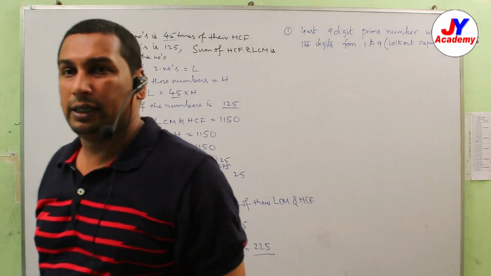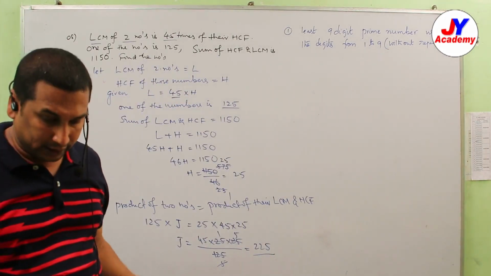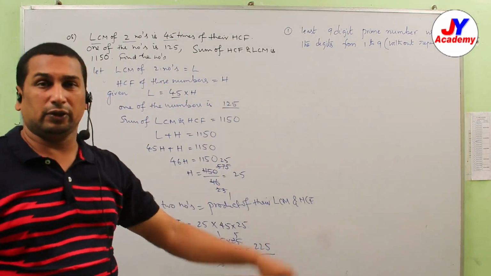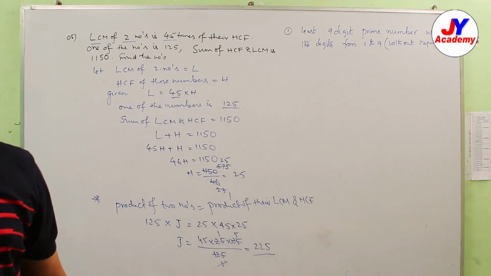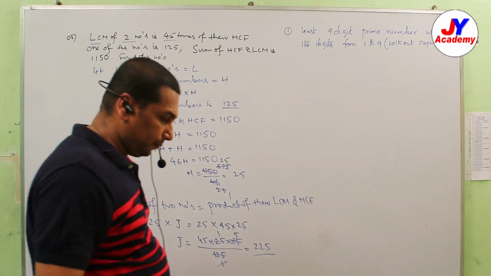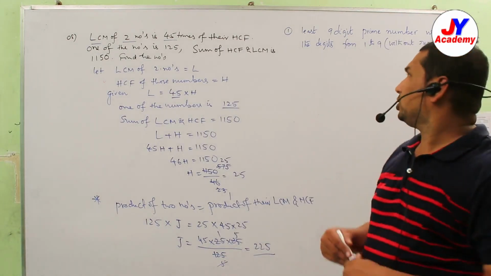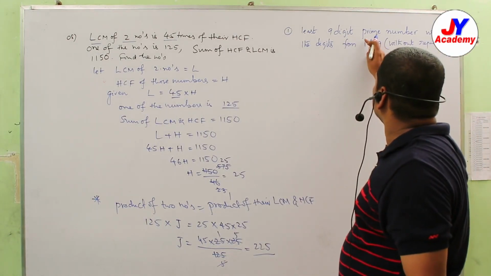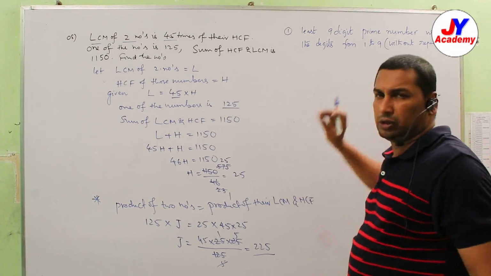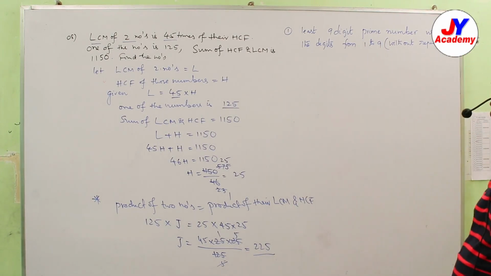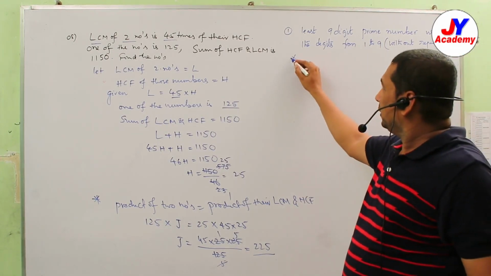What we have to find? Least 9-digit prime number using the digits from 1 to 9, or 0 to 9 as you wish. So better to take 1 to 9, we will get it easily. So tell me.